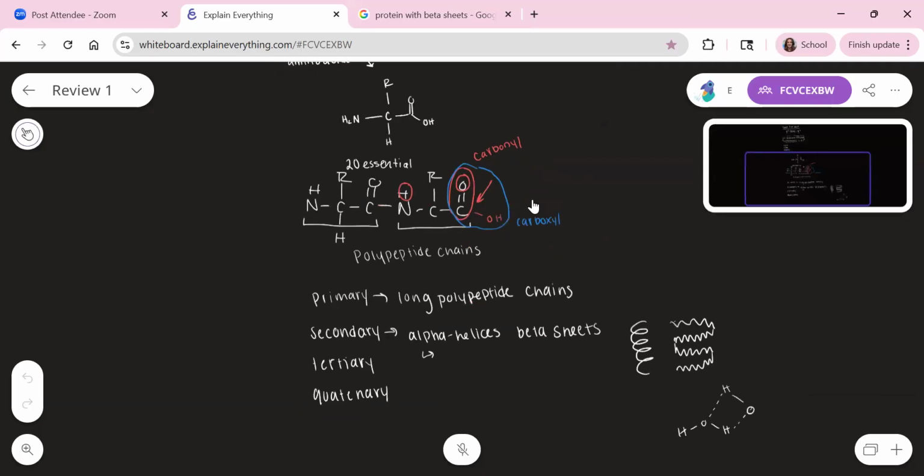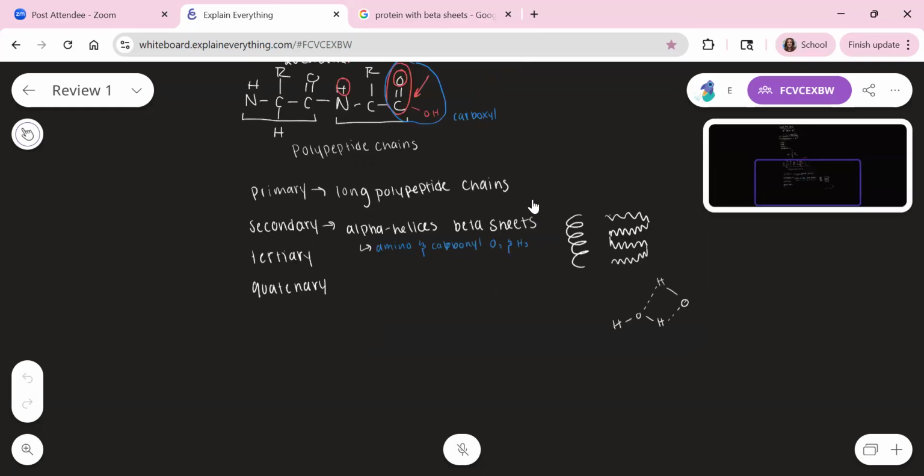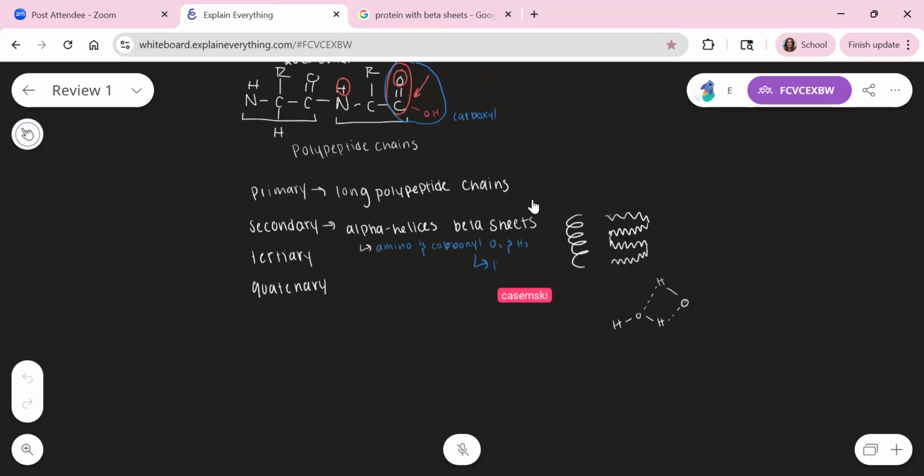Okay. So these are between amino and carbonyl, oxygens and hydrogens. And so this is all hydrogen bonding. Do you have that down?